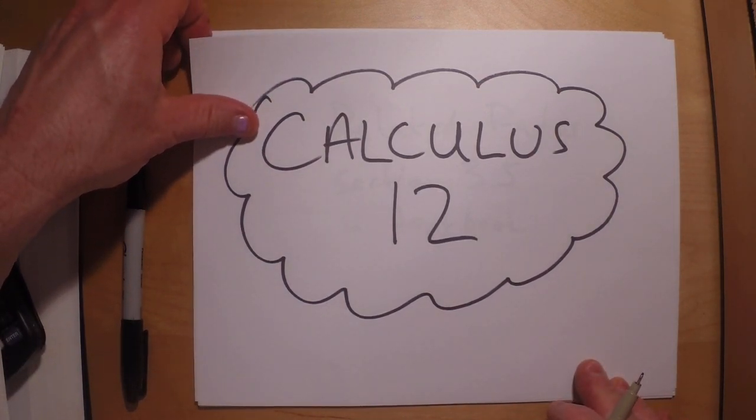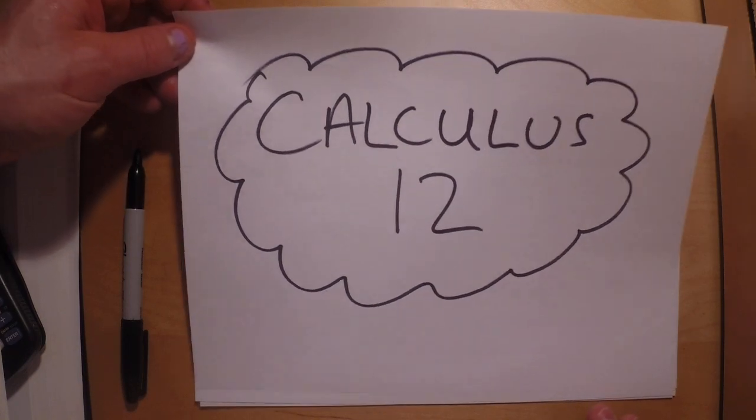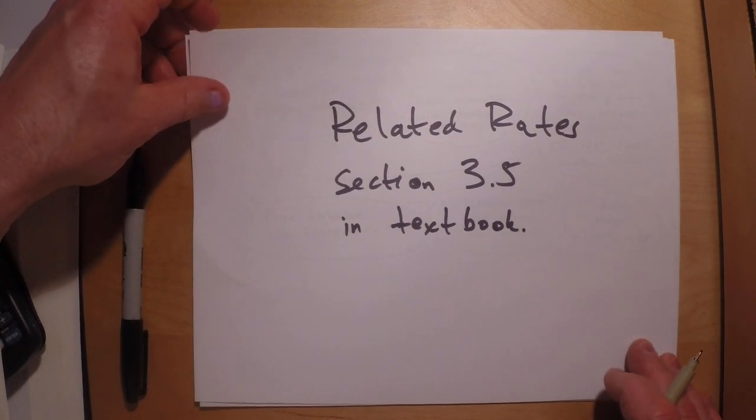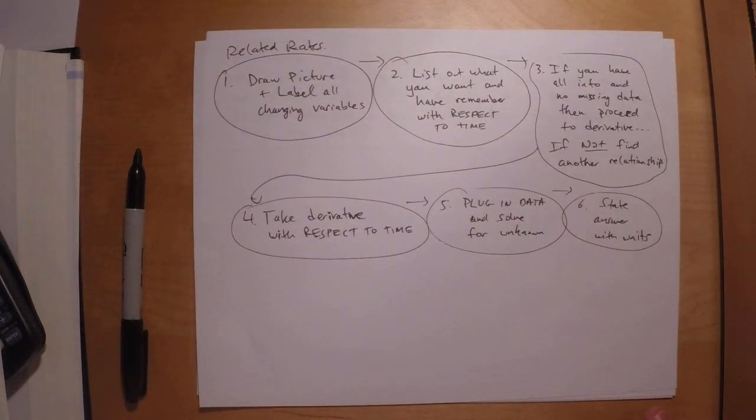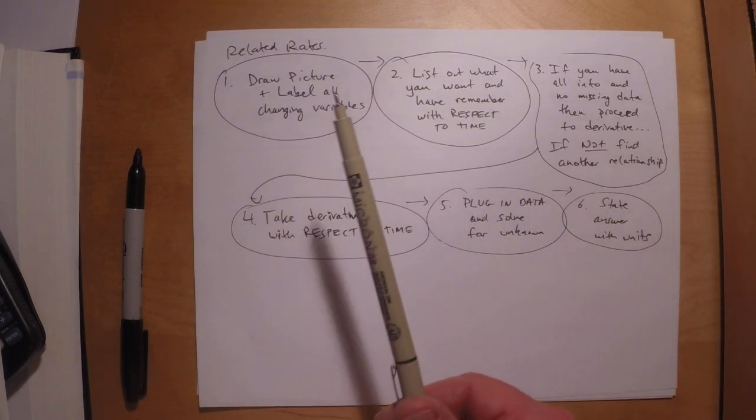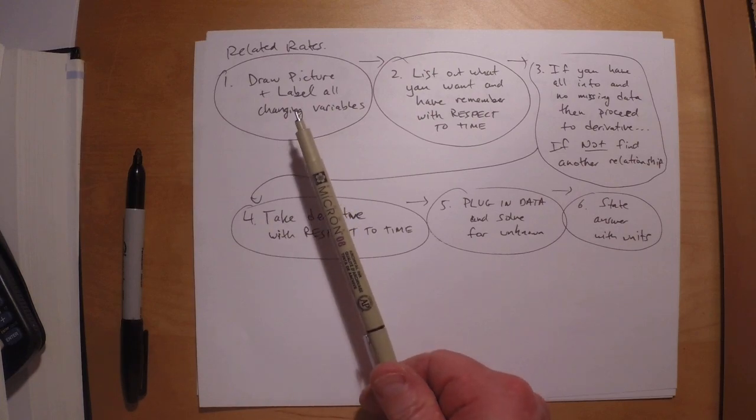Alright, Calculus 12 again, and I thought I'd recap a quick little question in regards to related rates, section 3.5 in the textbook. So here is just a quick breakdown of the strategies, which again I know is the hardest part. I'll just state them here, then we'll go through an example to reiterate those.